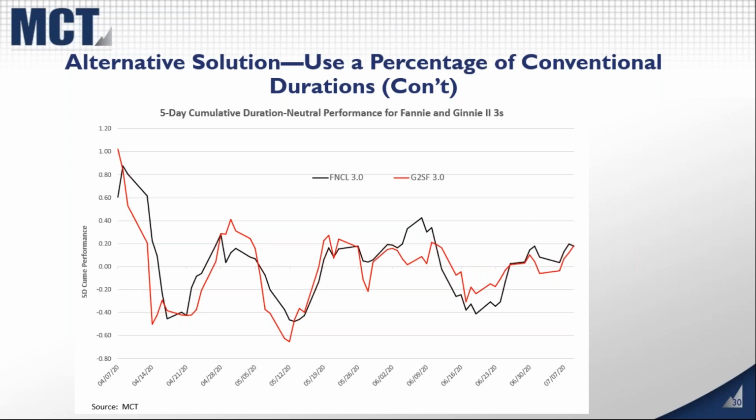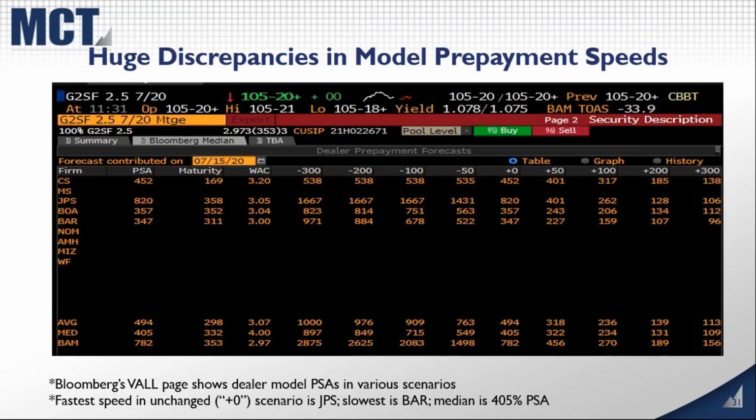The durations of the 2s, of the conventionals, will change as the market changes, and using some percentage of those, while not perfect, will give you a pretty good sense of what's going on. In doing this, I tend to think back to the old Warren Buffettism: I'd rather be approximately right than precisely wrong. But the other question that comes up is the model speed.